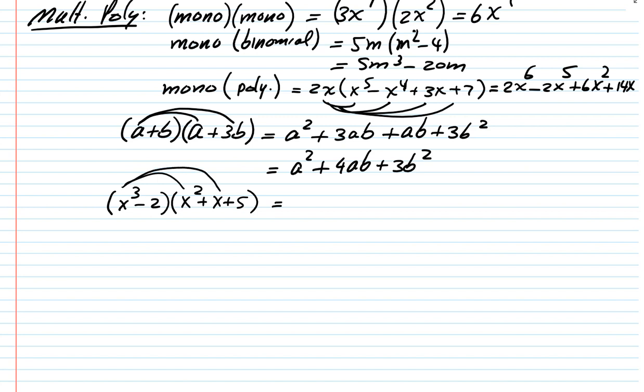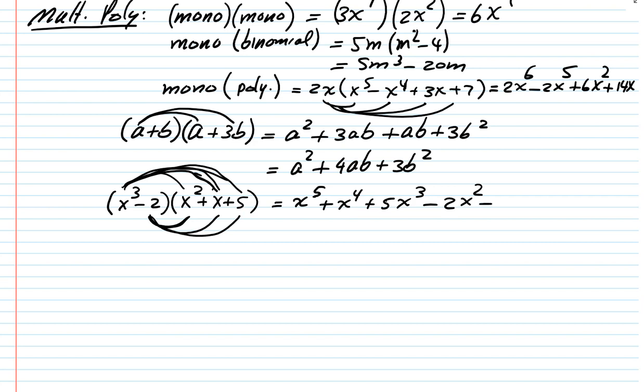We can multiply the first term times the trinomial, and then the second term of the binomial times the second polynomial. So first times first, that would be x to the fifth, right? x cubed times x squared, that's x to the fifth. Then x cubed times x, that would be x to the fourth. x cubed times 5, that would be 5x cubed. Negative 2x squared. Negative 2x minus 10. And there you have it. I multiplied negative 2 by each of those.